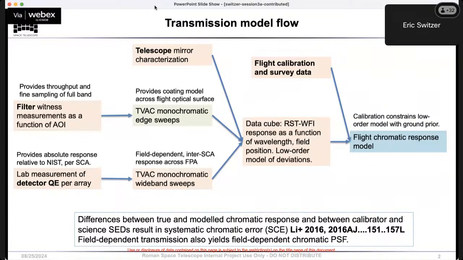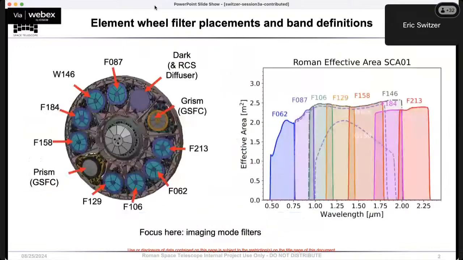That ground data cube is a prior for flight calibration to yield the final flight chromatic response model. And one of the key aspects that you learn from the flight calibration is the overall throughput. And at the bottom here, I cite a paper describing more information about the systematic chromatic error.